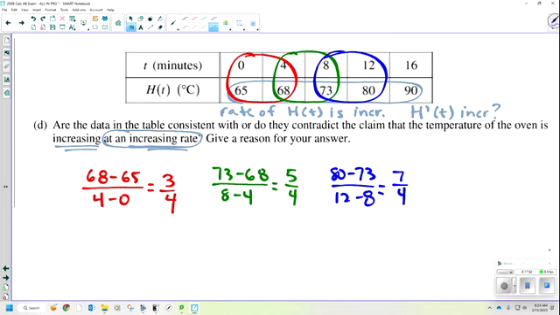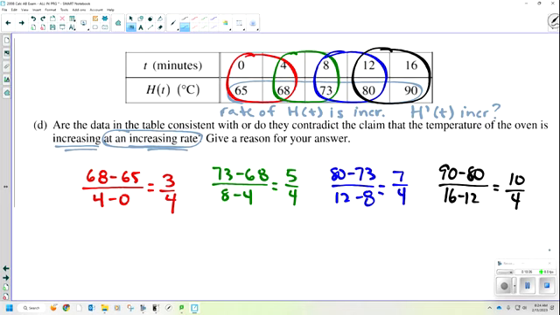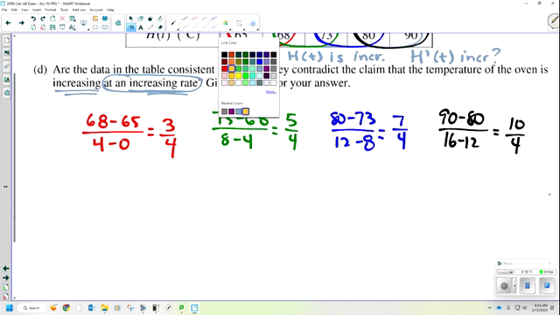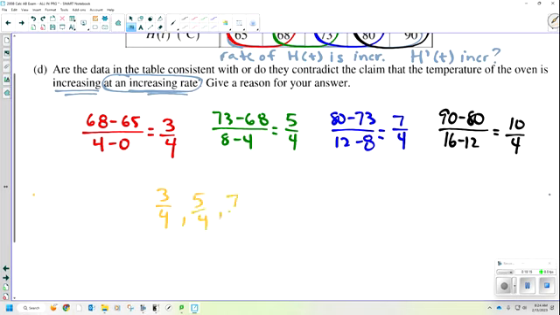Okay, kids. I'm going to do this last one in the black marker. That's 90 minus 80 all over 16 minus 12, well, that's 10 over 4. So let's write these down, something nice and orangey. My slope goes from 3 over 4 to 5 over 4 to 7 over 4 to 10 over 4. With each jump, it gets bigger and bigger.